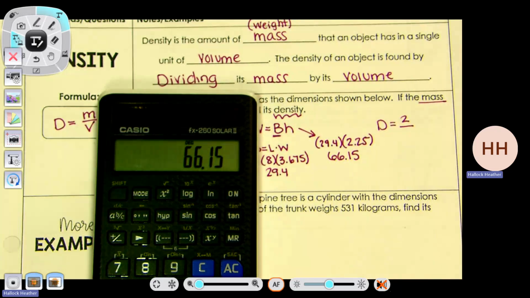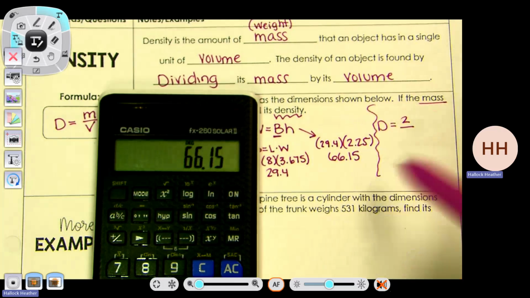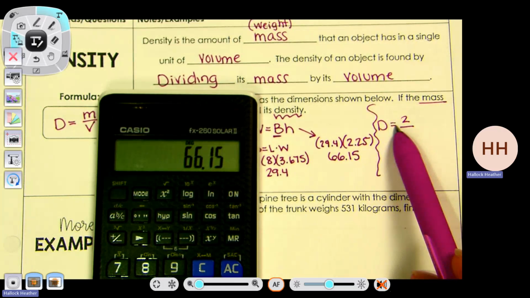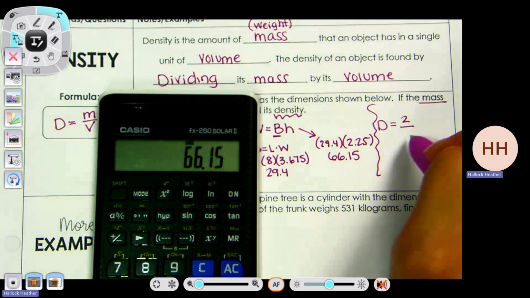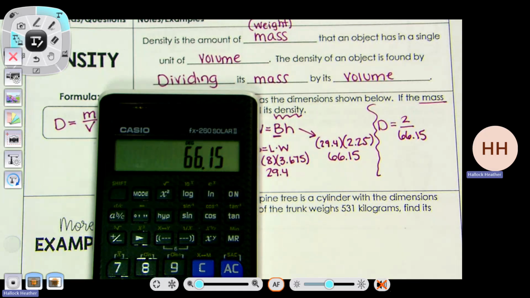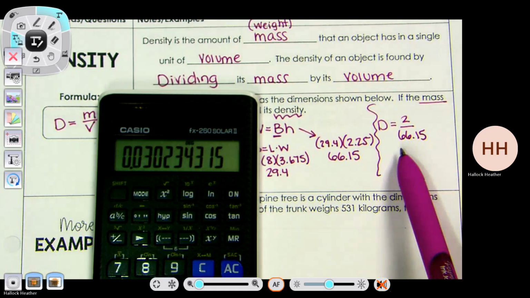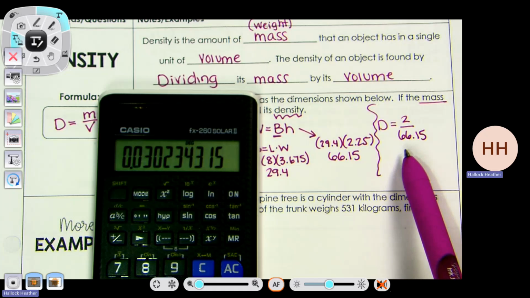66.15. The answer I got is insane. So yes, it is insane. We are still finding density. Density equals mass divided by volume. Mass is 2. The volume is 66.15. So I'm dividing them and I get something crazy. So you get 0.03023, blah, blah, blah.